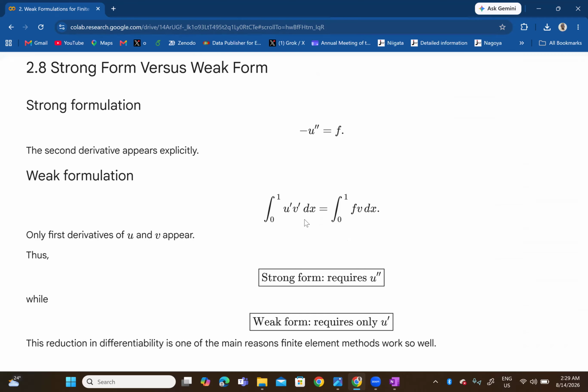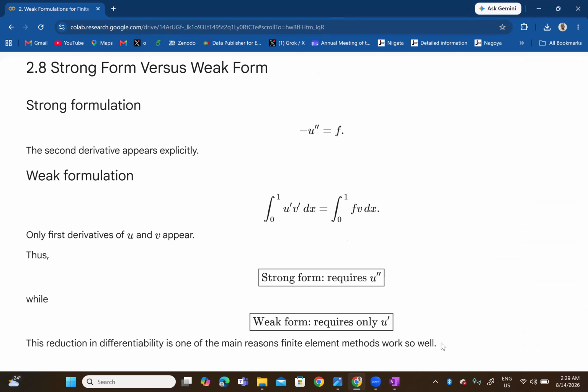So only first derivatives of u and v appear in the weak formulation. Thus, the strong form requires u prime prime, while the weak form requires only u prime. This reduction in differentiability is one of the main reasons finite element methods work so well.